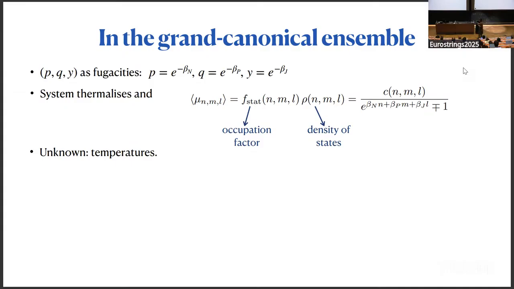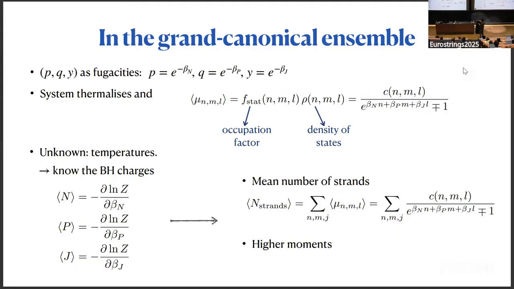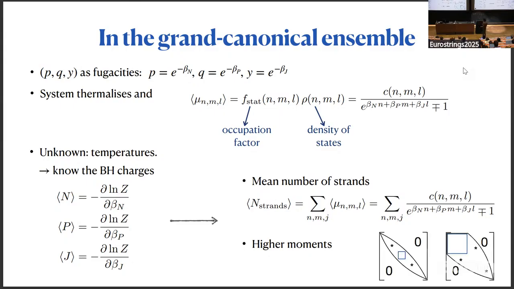So we can write P, Q, and Y as the fugacities and introduce inverse temperatures. The system thermalizes, and the mean values of mu is going to depend on the occupation factor and the density of states. The unknowns in this problem are the inverse temperatures, but what we know are actually the black hole charges that we can measure, let's say in supergravity. So N, P, and J are known. We can invert these equations and write beta N, beta J, and beta P in terms of N, P, and J. And then the mean value of strands will be given by this expression. And we can deduce also the higher moments, such that the end result will tell us whether we are in a situation that looks more like a weak chaos situation or a strong chaos situation.